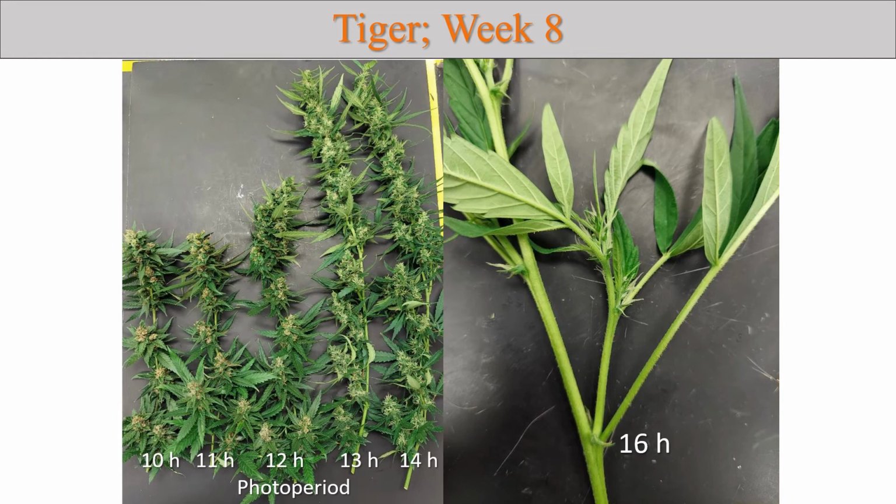Now, what's interesting and unique about tiger is that even out to a 16-hour photoperiod, we do see slight compaction of these lateral shoots, as well as a pretty decent amount of stigma accumulation, or these solitary flowers accumulating at these node positions, even on the lateral shoots. So for tiger especially, a 16-hour photoperiod would not be acceptable for maintaining vegetative growth, and at least an 18-hour photoperiod would need to be provided.